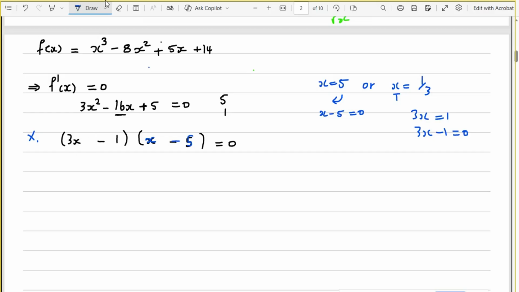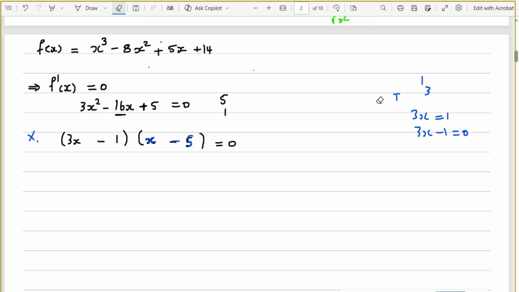So please, when you use the quadratic formula, don't write the quadratic formula because there's a mark for those factors. They need to see the factors.